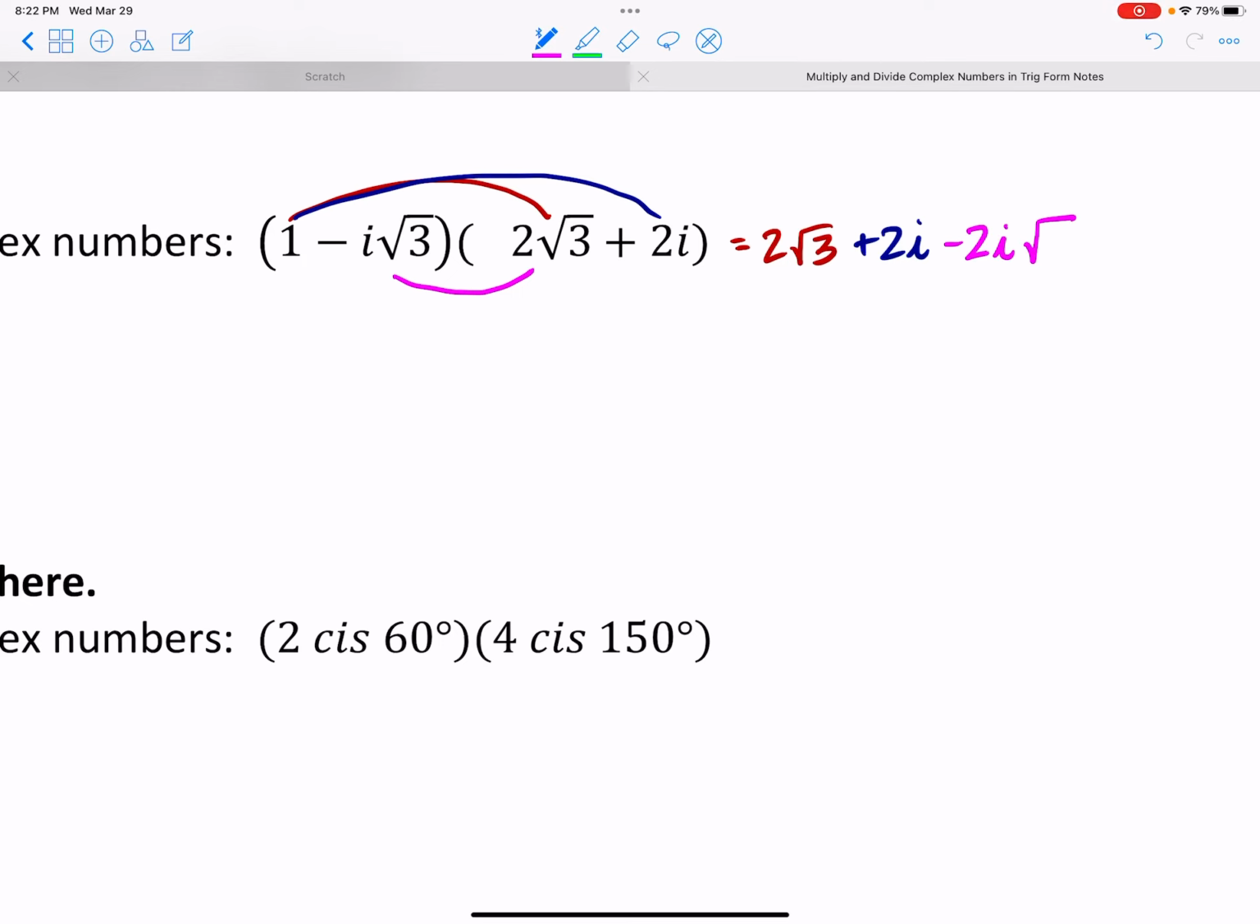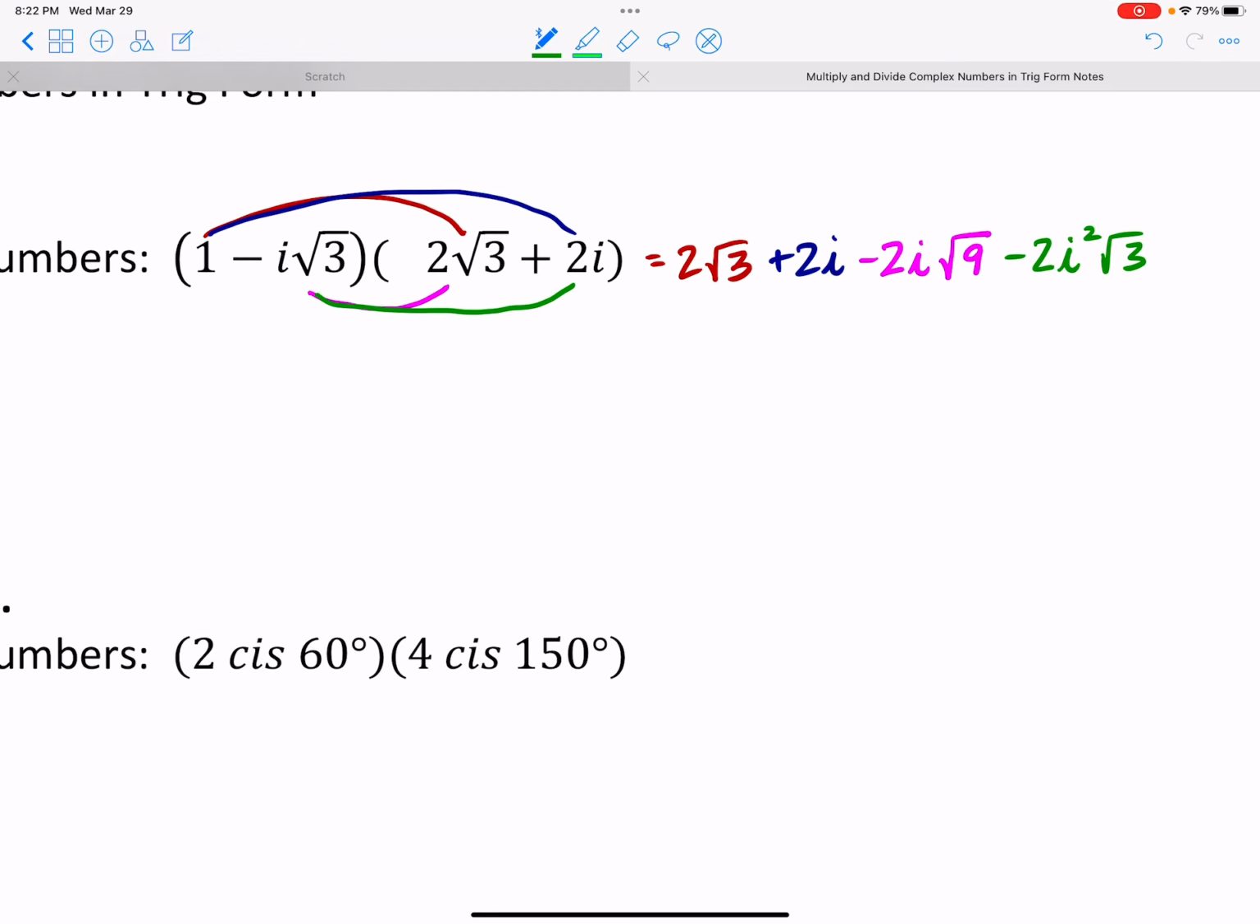and then we have radical 3 times radical 3, which is just going to be 3, but if you wanted to make that radical 9 in the initial step, that's fine. And then the final product here, negative i times 2i makes a coefficient of negative 2i squared, and then we have that radical 3. And so let's now just simplify this.